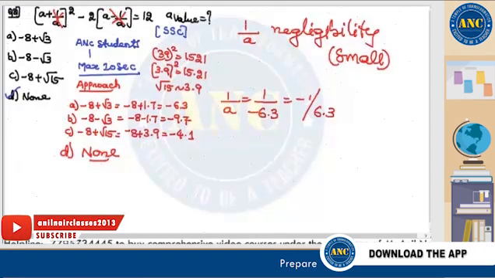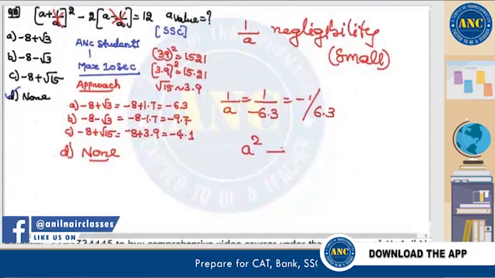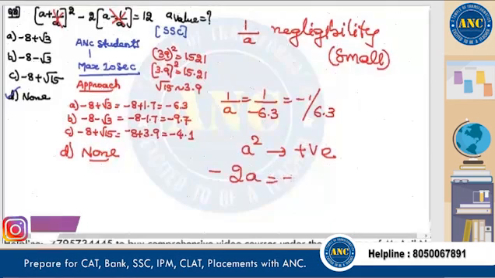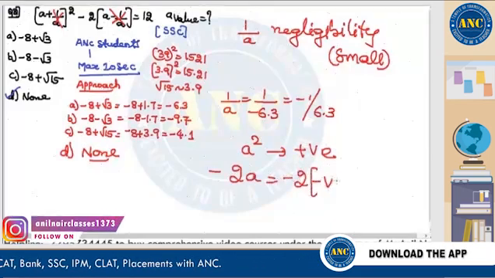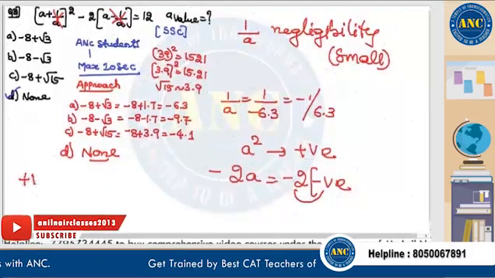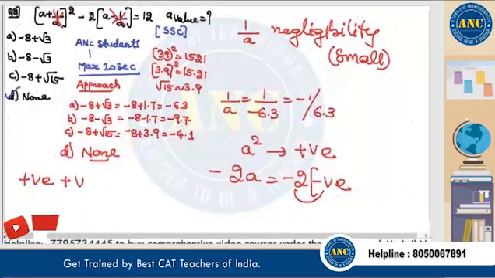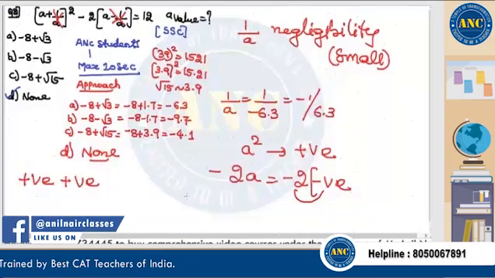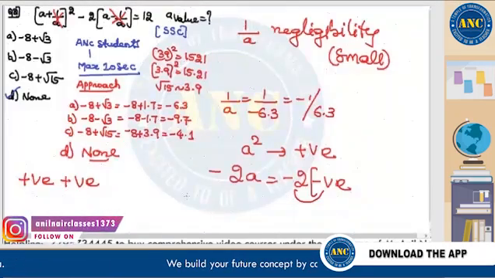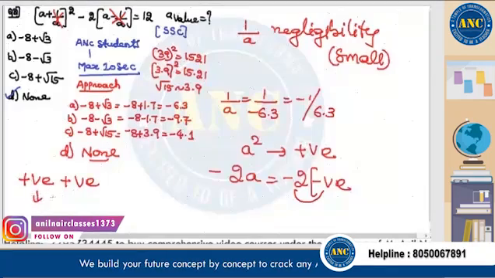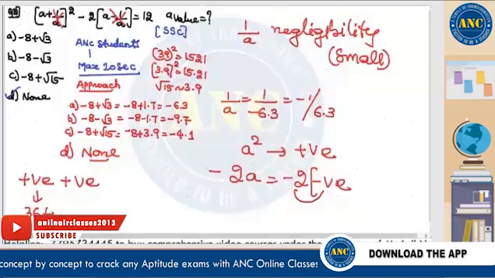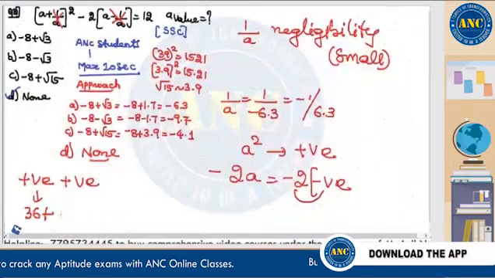a square is always positive. Minus 2a, where a is negative: negative into negative is positive. So a square will be positive, and next it is positive. I hope it is clear. Now a square: if I take the first option, 6 square is 36, so 36 point something plus something.